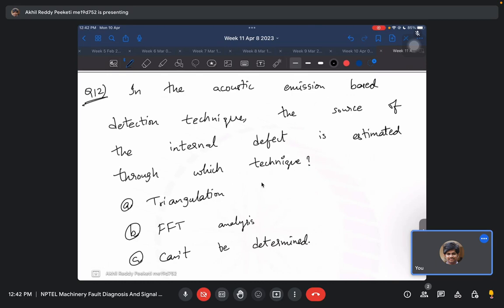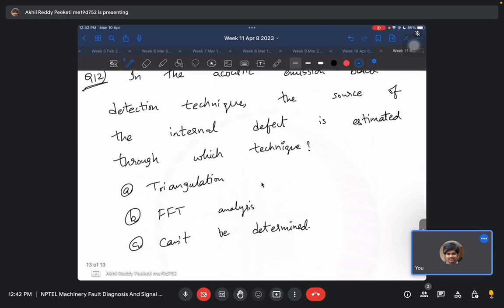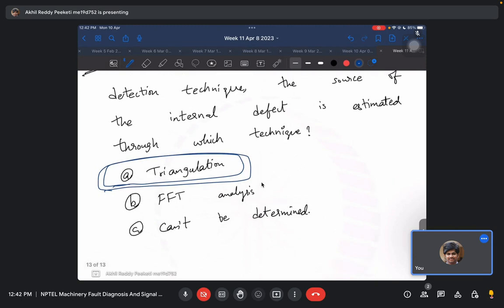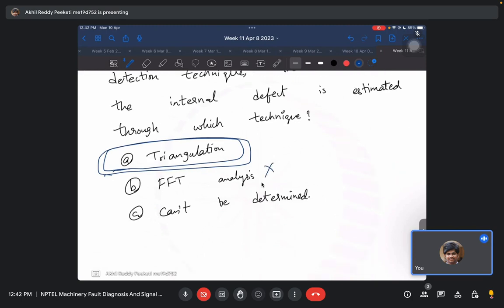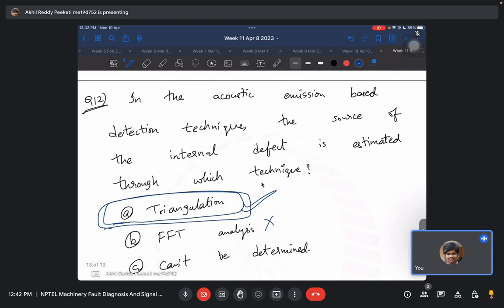In the acoustic emission based technique, the source of the internal defect is estimated through which technique? You can estimate the source of the sound wave using the triangulation technique and not FFT analysis. It is similar to how a GPS location can be found by using the satellites. The triangulation principle is used to detect the source of the internal defect.